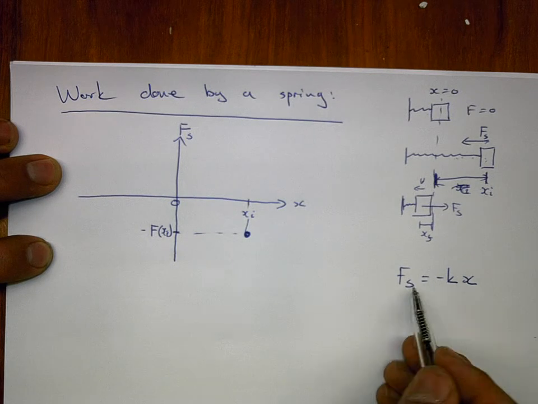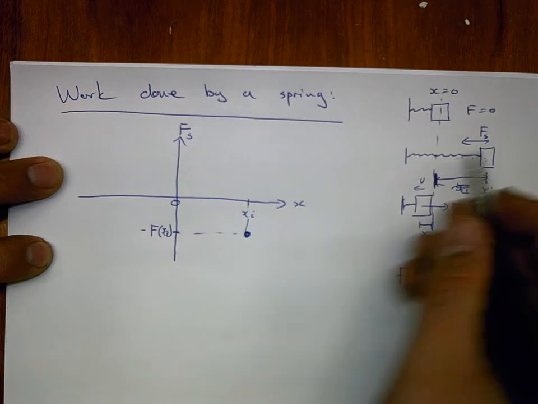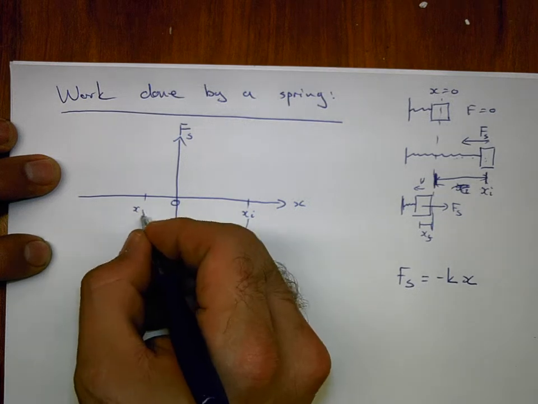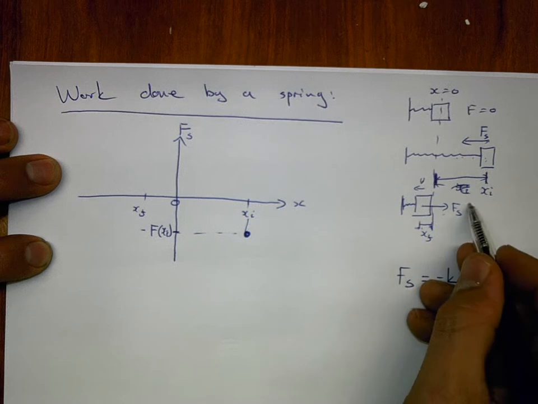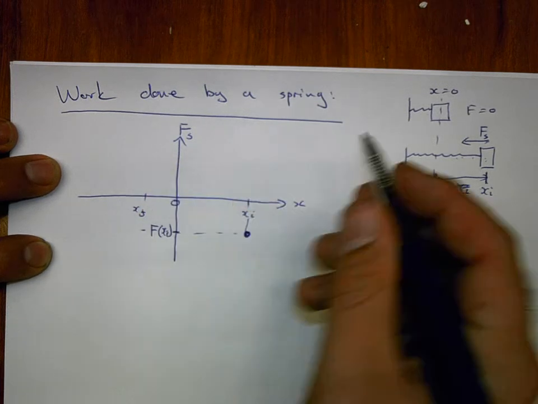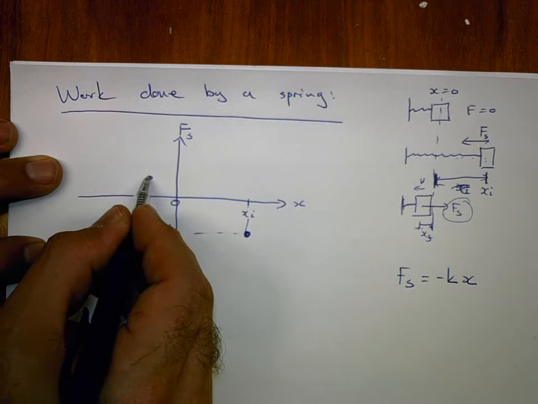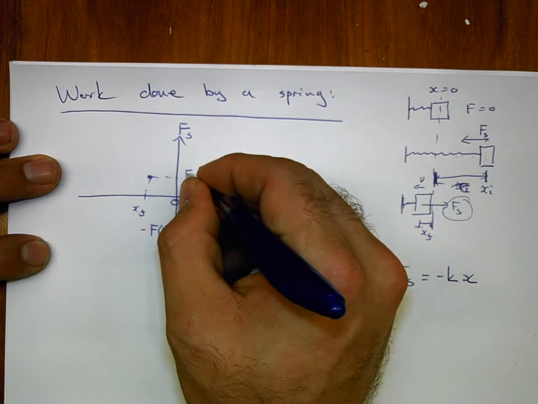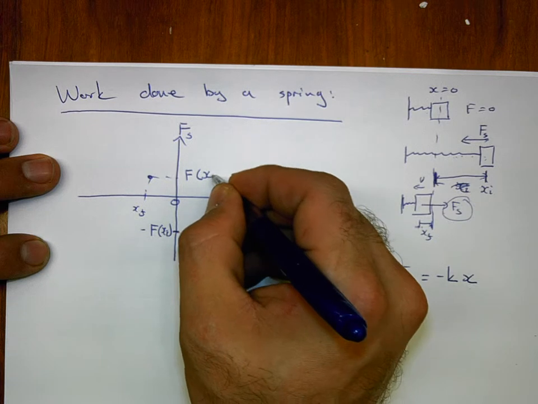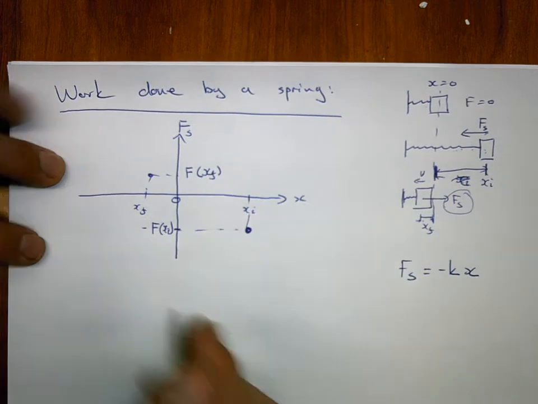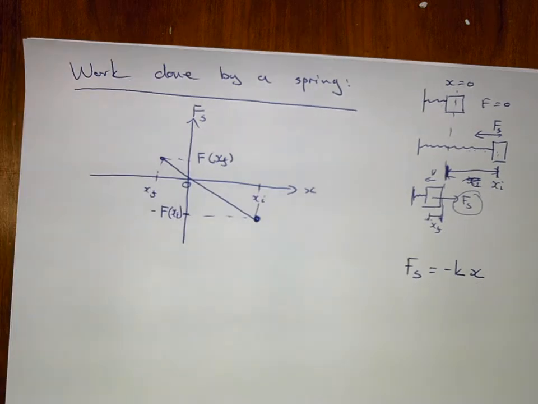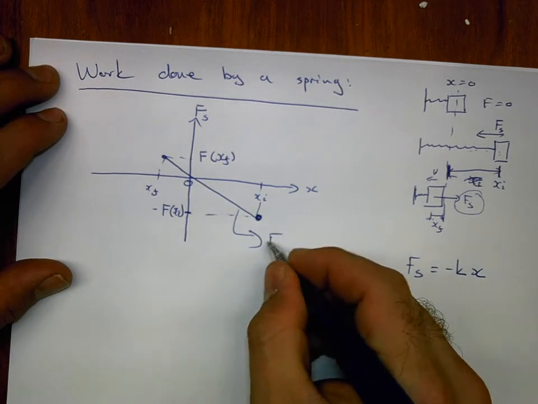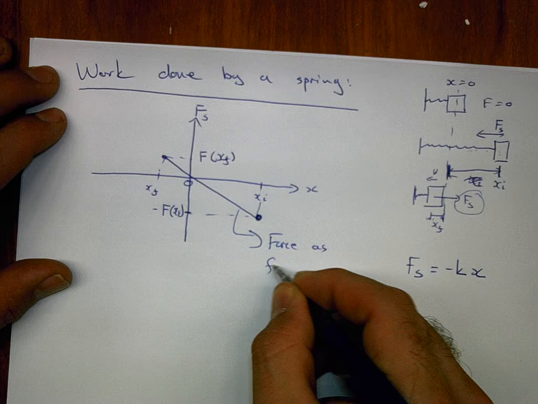We know this is a linear equation in x, and let's say x final is somewhere over there. So x final is a negative position, it's towards negative x, but the spring force now is positive. So it will be something like this. That's the spring force at the final position. And we know the force changes linearly with position. So if I want to draw the force as a function of x, it gives me this line. This is the force as a function of x.